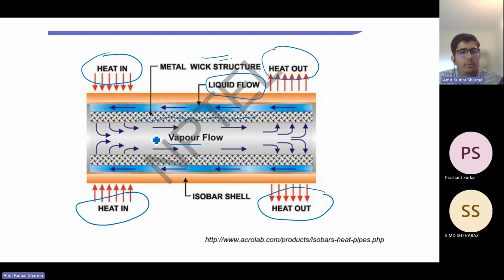This is the vapor flow. Vapor is going from the hot end to the cold end, then through the wick, it's converting back into the liquid by releasing its heat out, and the wick is transporting the liquid back to the hot end, and this is again converting into the vapor, and again the same cycle. So this is the heat pipe.